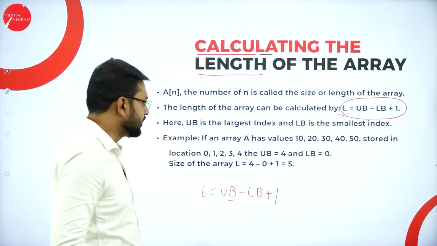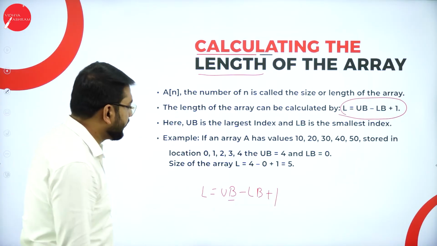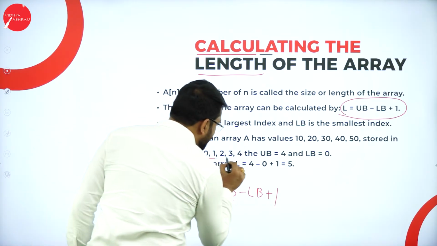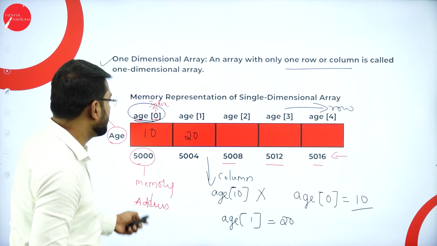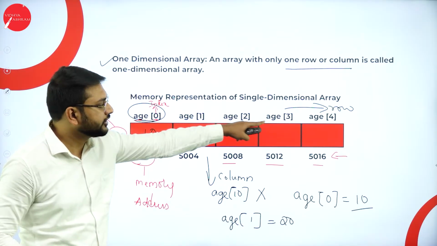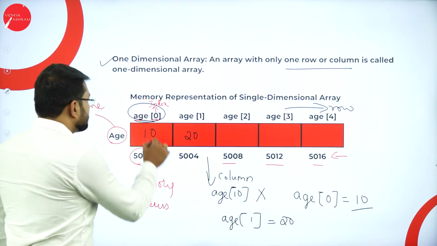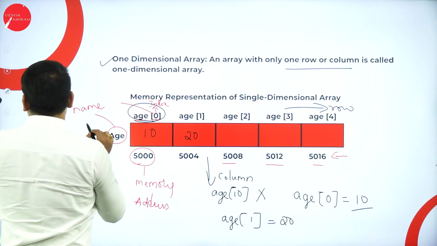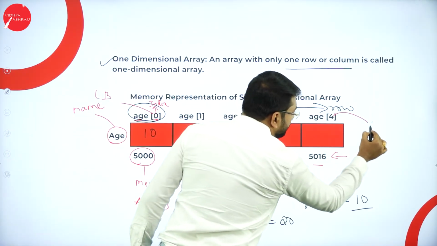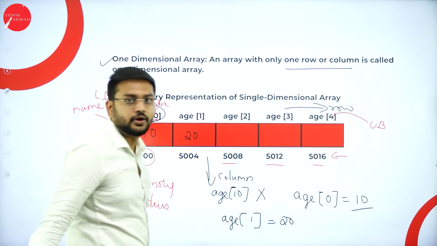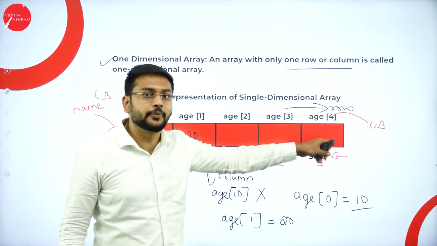Plus 1. What is the meaning of it, sir? Observe this example. Okay, so guys, this is the index that I have: 0, 1, 2, 3, 4. Let me show you the array so you will understand. 0, 1, 2, 3, 4. Alright, so this 0 is what I will call the lower bound. This 4 is what I will call the upper bound. Alright, so what is the value that I have in the upper bound?